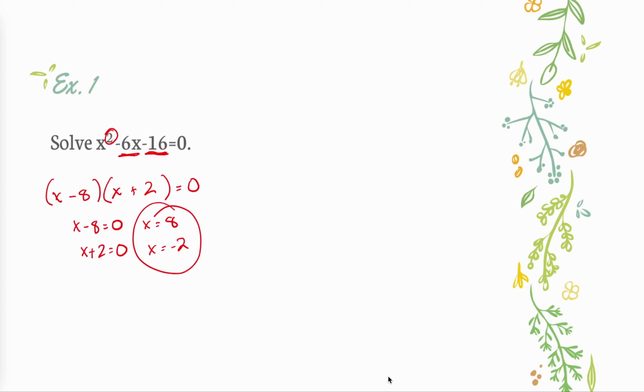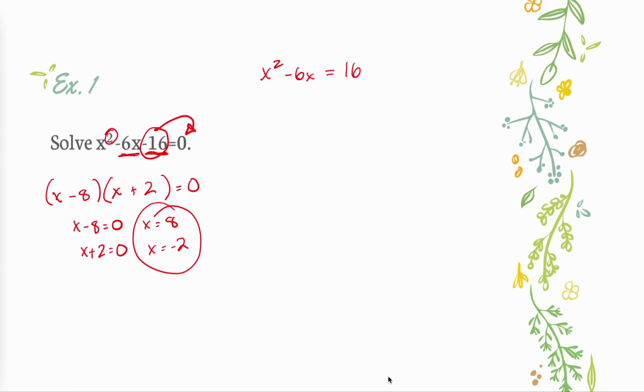We can also do this by what's called completing the square. So to complete the square, you want to move your constant over to the other side. So we're going to add 16 to both sides and make this equal to 16.